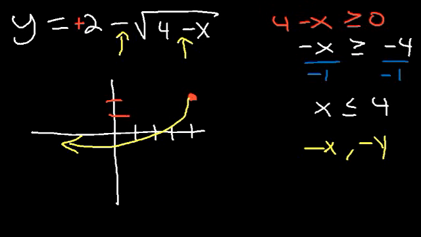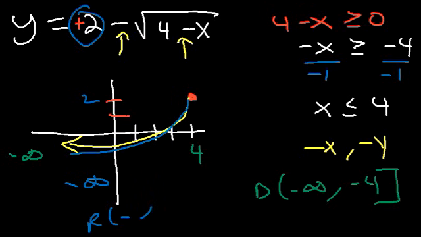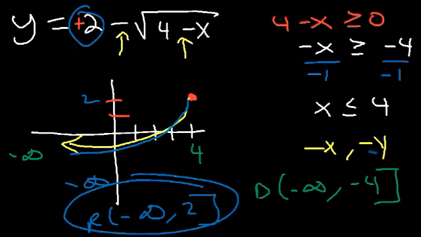So now we can figure out the domain and range. For the domain, the lowest x value is negative infinity and the highest is negative 4. So it's from negative infinity to negative 4, including negative 4. Now for the range, this function will continue to decrease as we move to the left. So the lowest y value is negative infinity, but the highest is 2. So the range is from negative infinity to 2. And so that's what you can do for that one.